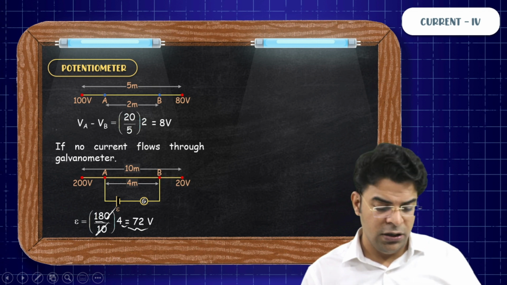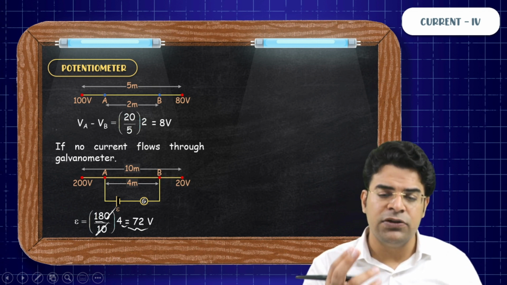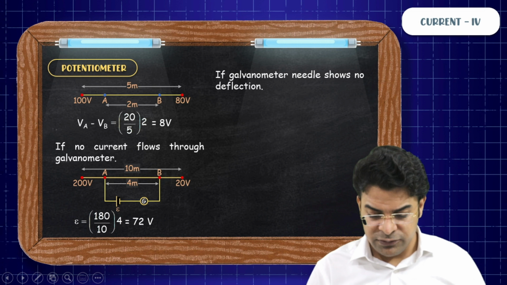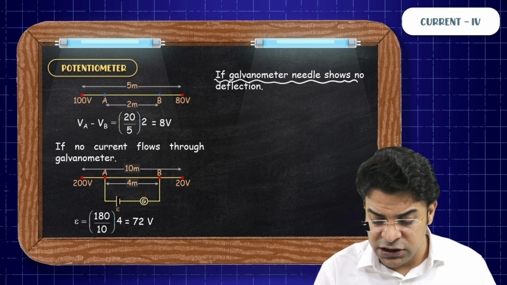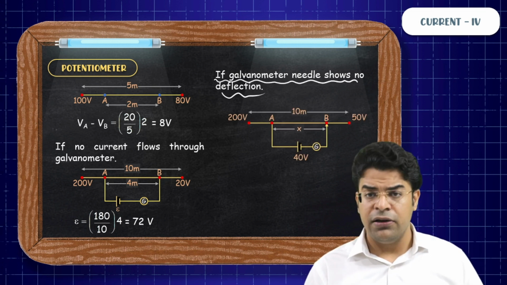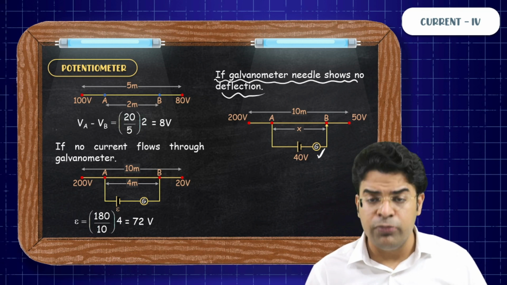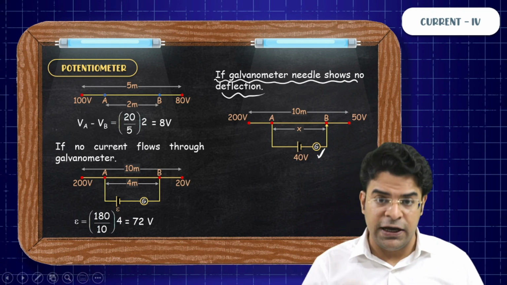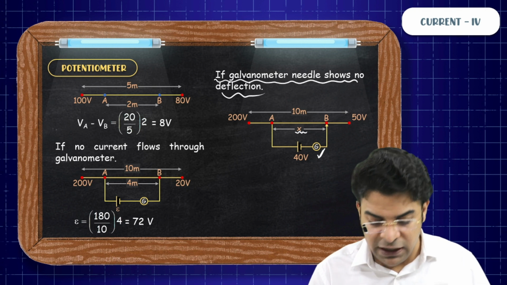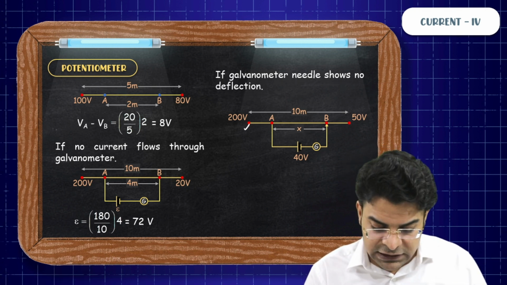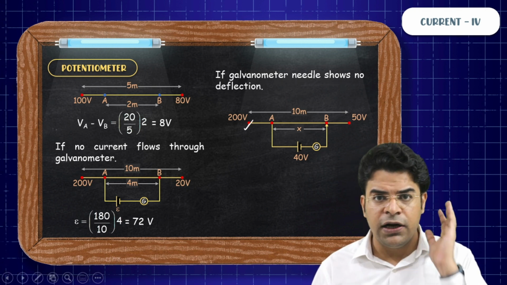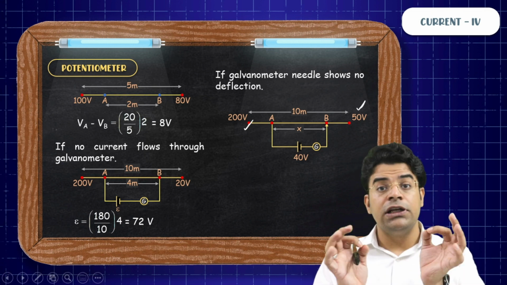Okay. Sir, I haven't understood. Let's practice one more example. Question is, if the galvanometer needle shows no deflection, here we have got a galvanometer whose needle is showing no deflection. Question is, what is the value of X? So here you can see in the left end, the potential is 200 volt. On the right end, the potential is 150 volt.